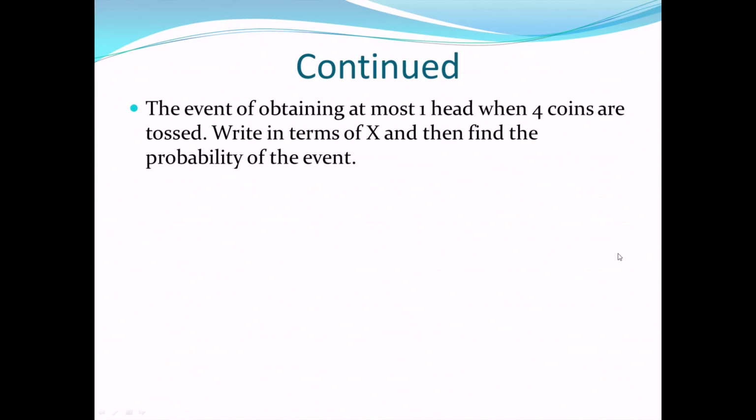All right, the event of obtaining at most 1 head when 4 coins are tossed. At most means that much or fewer. Like if I have at most $20 in my pocket, I have 20 or less, right? So that would be the probability of x is what? Less than 2, or x is less than or equal to 1. So that would be 1 or 0. Probability of x equaling 1, or the probability of x equaling 0. So you add them up.